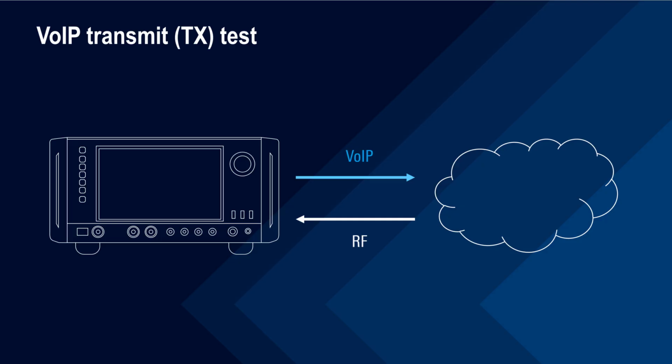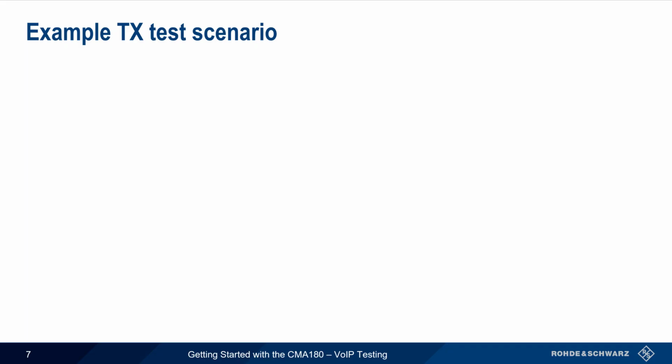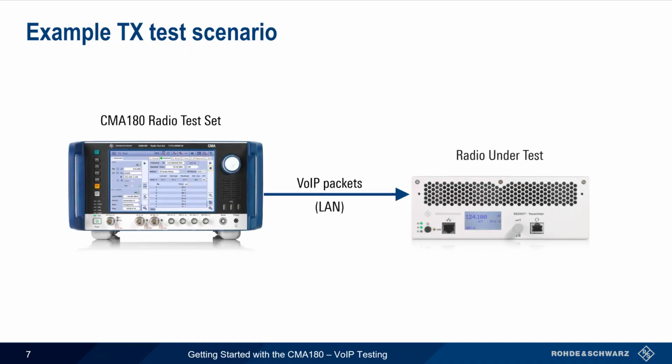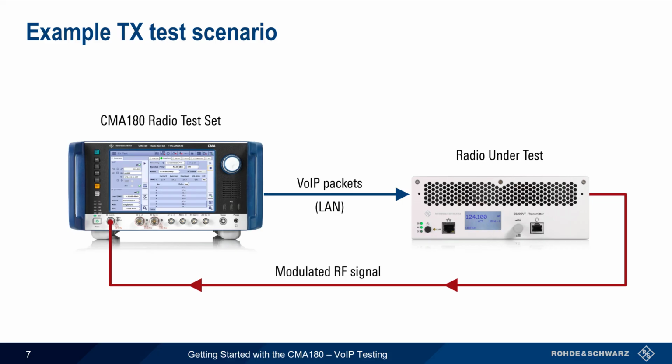Let's begin by going through how to configure a transmit test. In a transmit test scenario, the CMA180 sends VoIP packets to the radio or device under test. This radio uses the audio in these received VoIP packets to modulate and transmit an RF carrier, which is received by the CMA. The CMA will then demodulate and analyze the received audio.